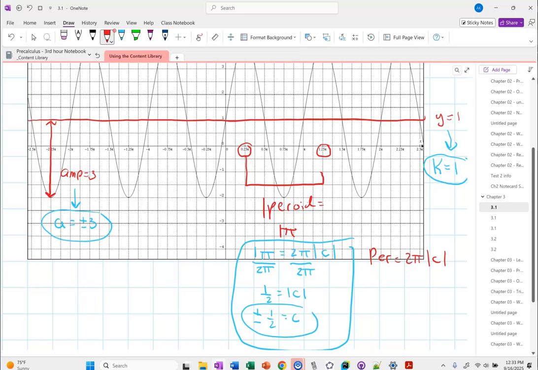One step was reading the values for the amplitude, midline, and period from the graph. And then I took that information and tried to say, okay, what can I say about the values of A, C, and K for the equation of this graph? So I found out that A could be positive or negative 3. We don't know which. C could be positive or negative 1/2. I don't know which. But K has to be 1. Is that okay, Addie? So it was like a 2-step thing that I did there.